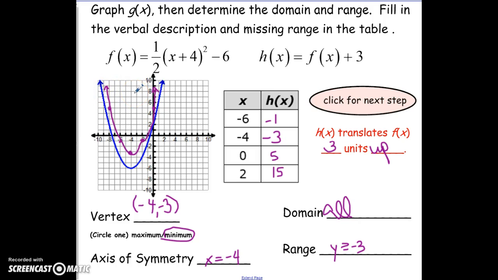And that's it. So I hope that you were able to follow along there with me and understand what these transformations are doing and how it affects the table, the vertex, the axis of symmetry, the range, the domain.